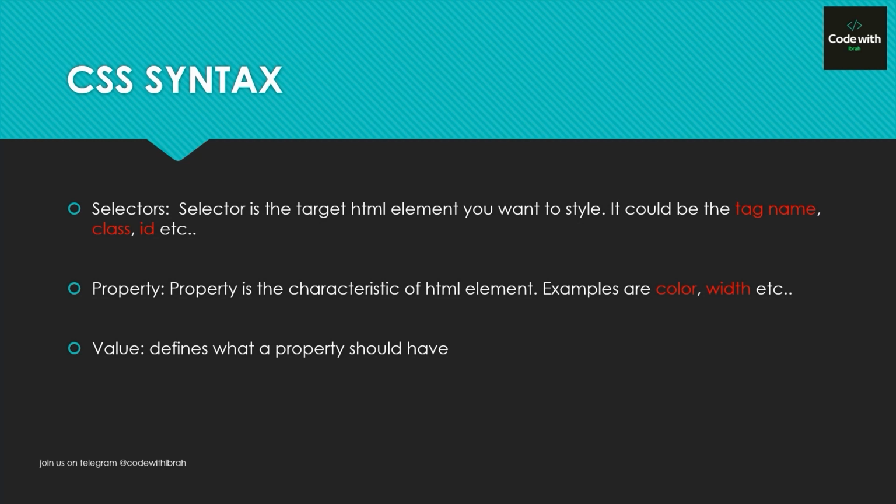Okay, properties are the characteristics. They are sort of like the features of the HTML element. So examples are the color, the weight, and so on. Okay, this is what it means.